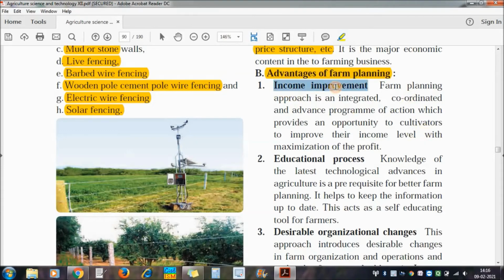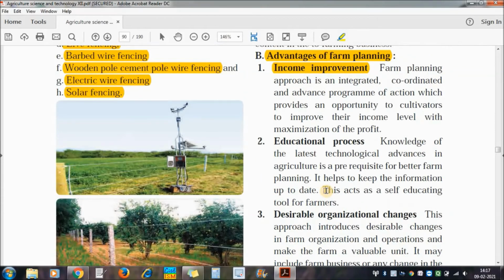First is income improvement. When planning is done, it increases income because of coordination between all actions and activities, coordination between the laborers and the manager, and coordination between the purchaser and the seller. It will also maximize the profit by reducing the cost of cultivation and the cost of production. So this is one thing.